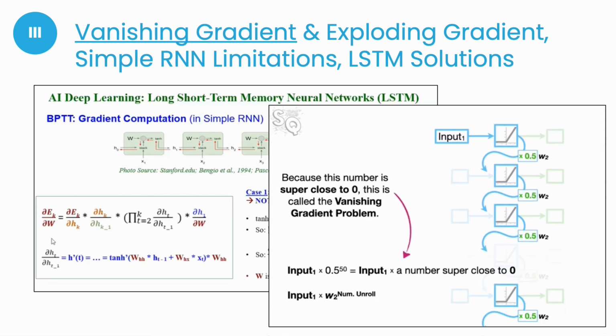Here's another illustration when the weight is set to a value less than 1, such as 0.5. The input is multiplied by the weight of 0.5 raised to the power of the number of times the network is unrolled, providing a value that is near to 0 or vanishing.